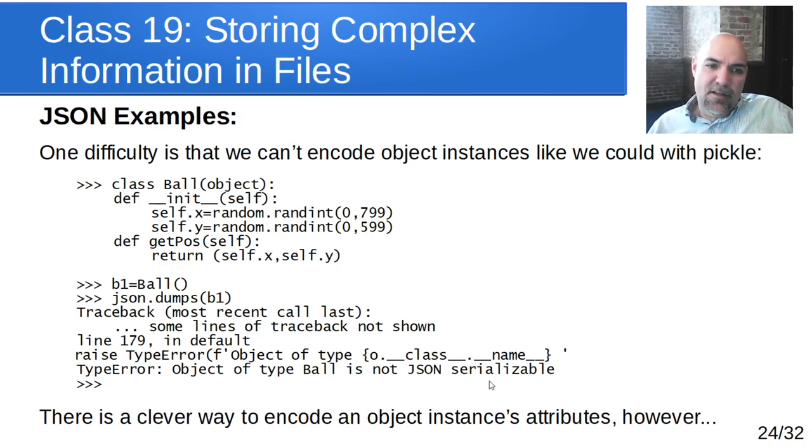And then one difficulty is that we can't encode object instances like we could with pickle. So in other words, here's a ball object. If I create an instance of that and try to use json.dumps on that ball object instance b1, I get this type error that gets raised, and it says object of type Ball is not JSON serializable. But there is a clever way to encode an object instance's attributes.